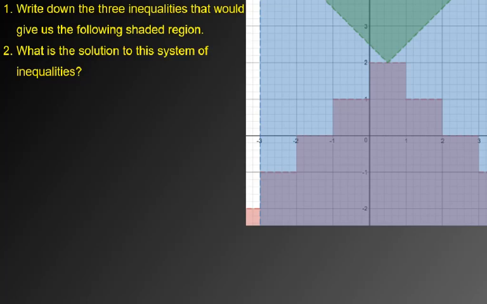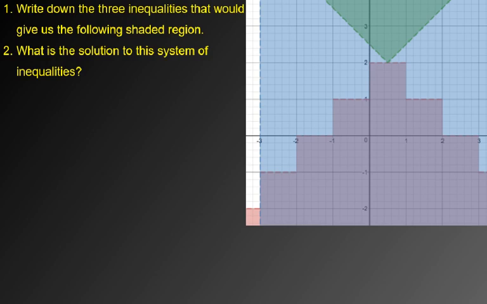So the plan for today is to just do some examples of problems that you'll see on the Chapter 3 test. So these are just a random sample in no particular order. So let's just jump into it.